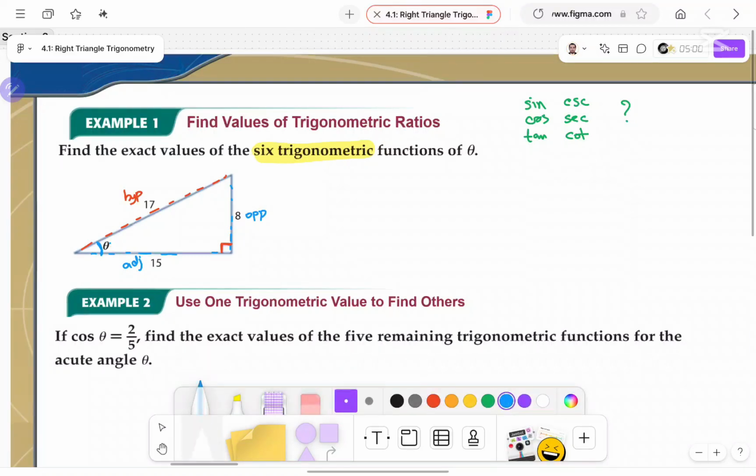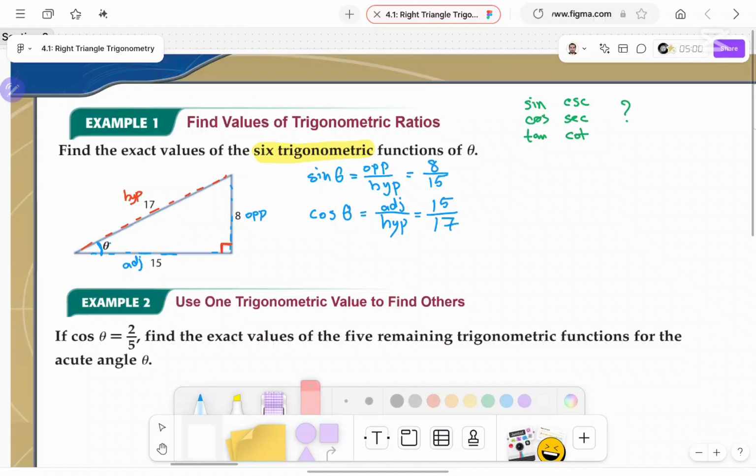The first rule is the sine. What's the rule of the sine? The sine theta is opposite over hypotenuse. So it will be opposite equal 8 over hypotenuse 15. Now what is the cosine theta? Cosine theta is the adjacent over hypotenuse, which is equal 15 over 17. I made a mistake in the sine, because I said it's opposite over hypotenuse, but 15 is not the hypotenuse. So let's erase the 15 and write 17. Now, how about the tangent theta? The tangent theta is opposite over adjacent. Opposite is 8, adjacent is 15.